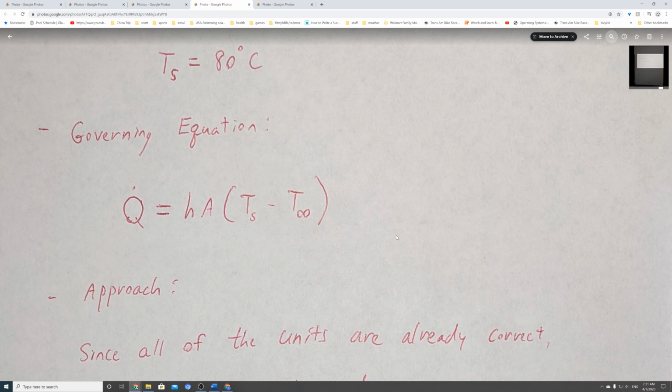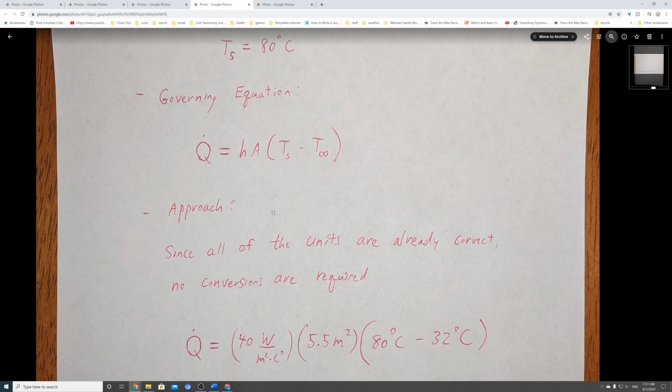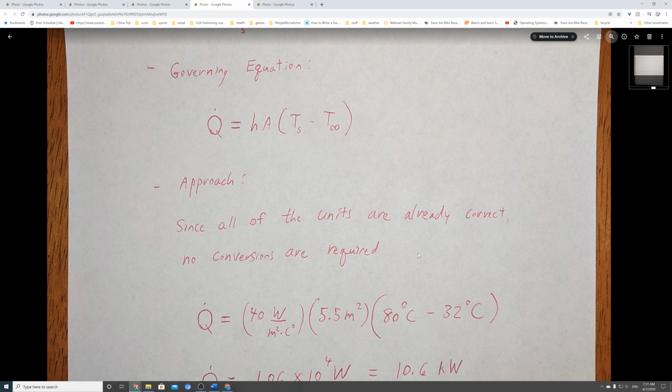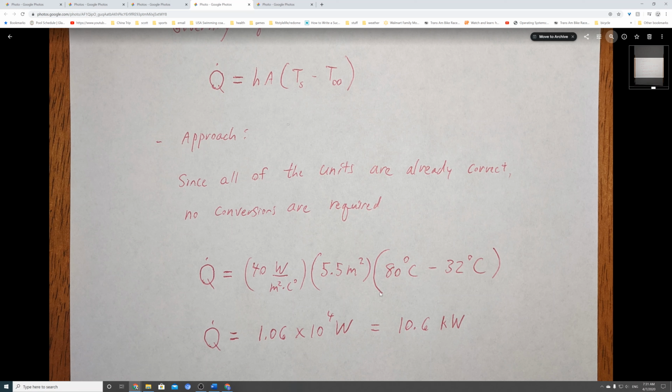So the governing equation was given, and the units are already correct, so we don't need any conversions. We just plug the numbers in and perform the calculation. We come up with a rate of heat transfer of 10.6 kilowatts, which essentially means how many joules of heat per second, because a kilowatt is basically a kilojoule per second. That's the other unit that we use, and that is pretty much that problem.